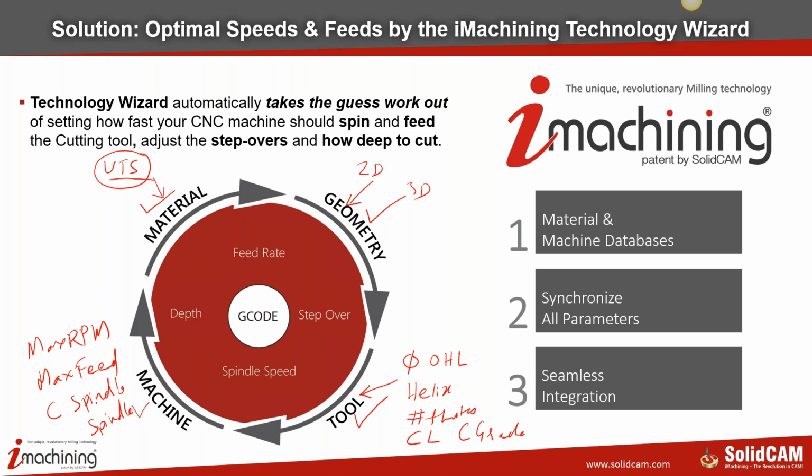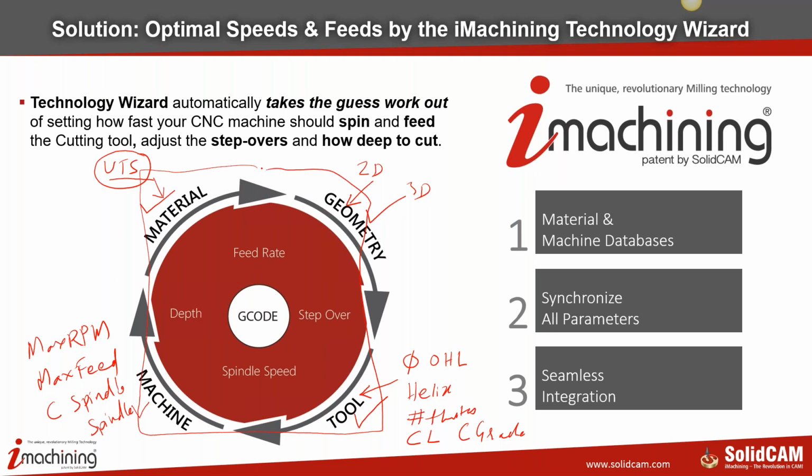Right, so assuming that we defined the material, geometry, tool, and the machine correctly, iMachining then generates the cutting conditions like feed rate, step over, RPM, depth of cut, strategy, power that it's going to pull from the spindle, the maximum VC that it is going to use for this cut, and the chip thickness. Now, all that will be taking into account these four things that you define. So you won't get some crazy parameters like 600 VC.